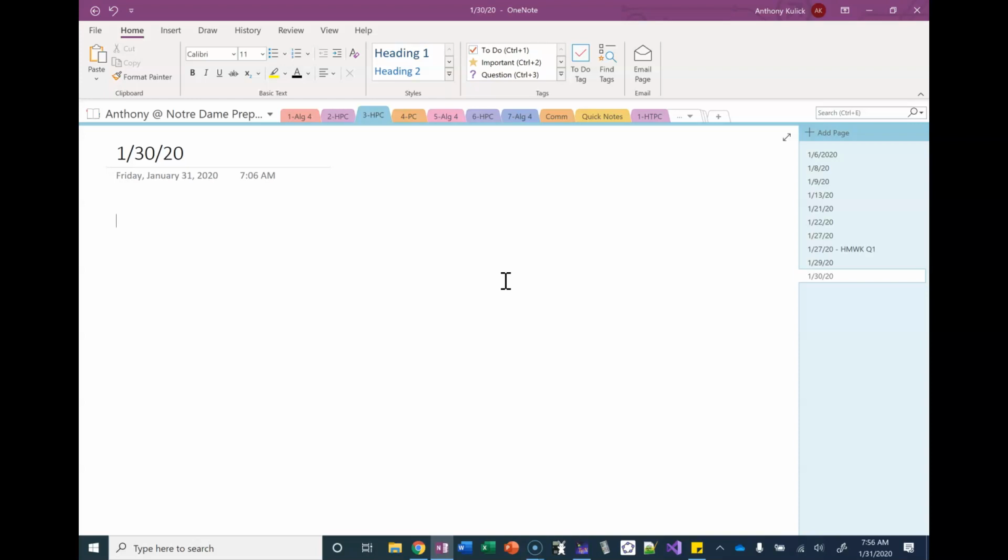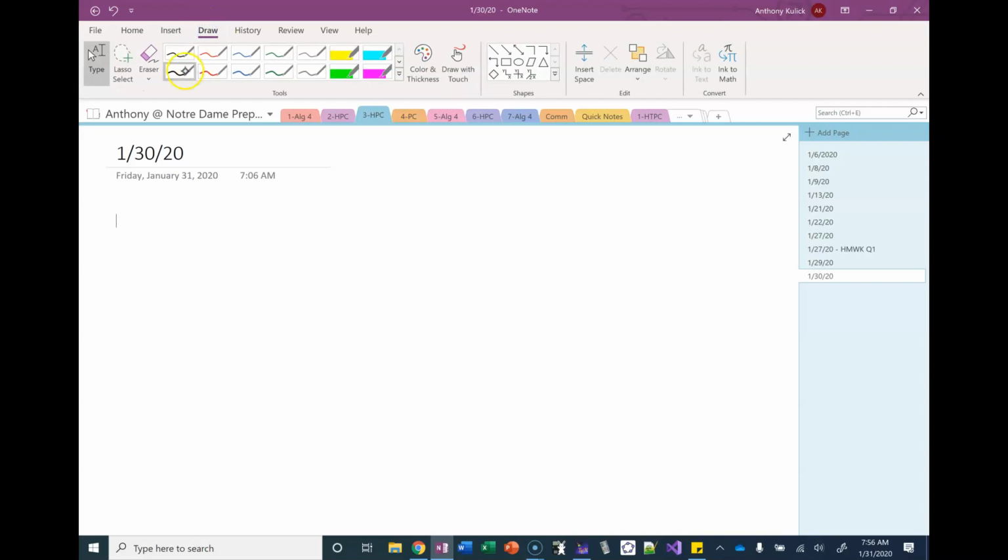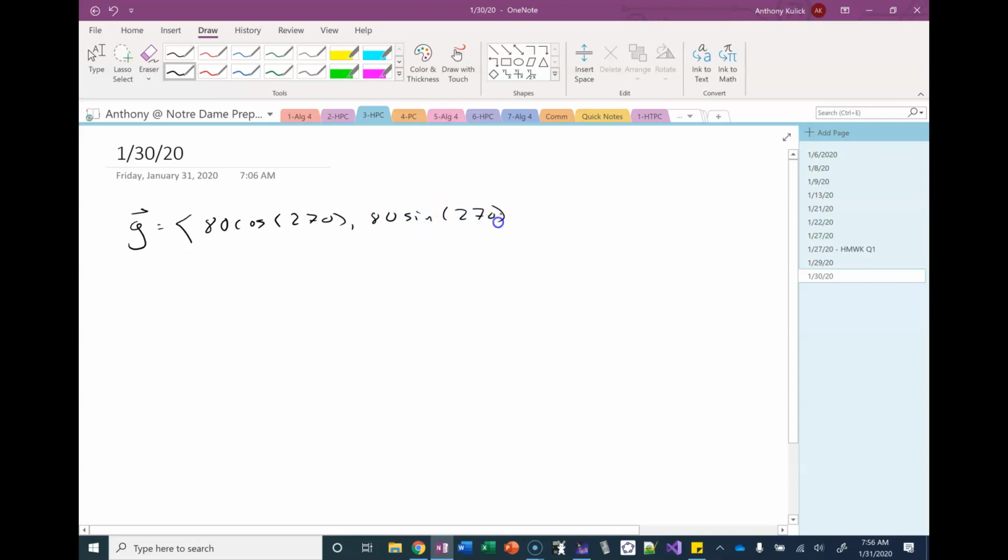All right. So 50 says a crate weighing 80 pounds is being pulled up a ramp at an angle of elevation of 29 degrees with a force of 130 pounds. The ramp has an angle of elevation of 22. So I have three vectors here. I have a gravity vector, which would be 80 cosine of 270, 80 sine 270, which comes out to just be 0, negative 80.